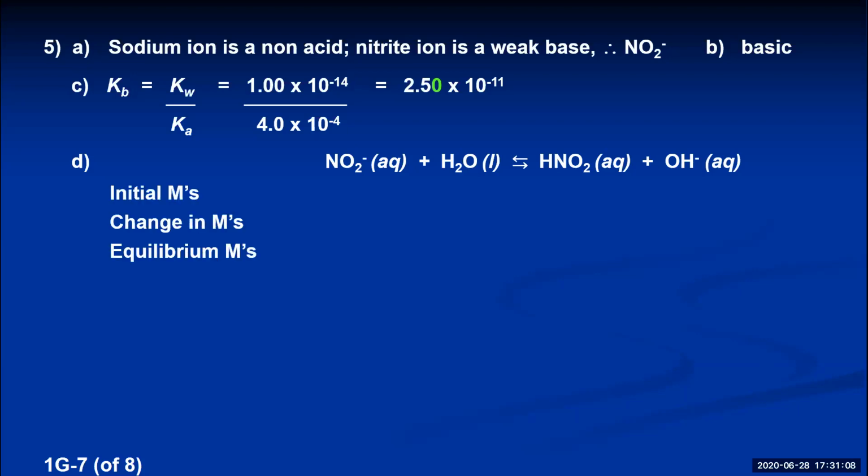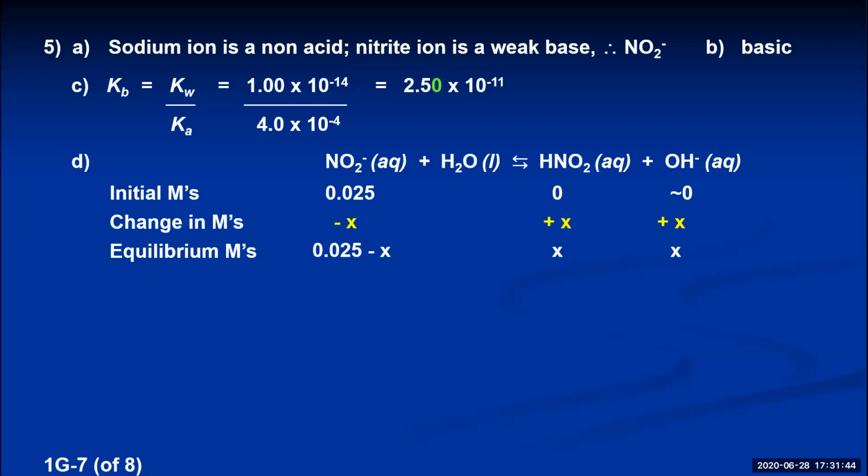Writing an ice table for this, we need to know the initial molarity for nitrite, which technically is not given. They say 0.025 molar sodium nitrite, but sodium nitrite has 1 nitrite in the formula, so you go 1 multiplied by 0.025, and that's the molarity of the nitrite ions. We'll assume there's no products before the reaction occurs, so some small amount of the nitrites will act as a base and react away, and they'll form X amount of nitrous acid molecules and X amount of hydroxides. Equilibrium molarities are 0.025 minus X, X and X.